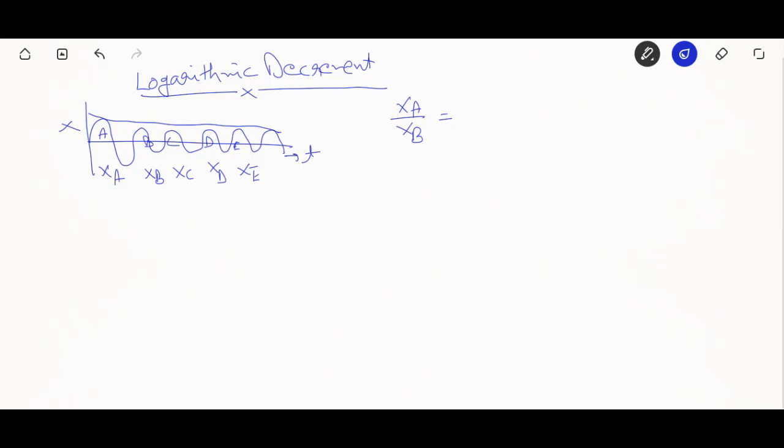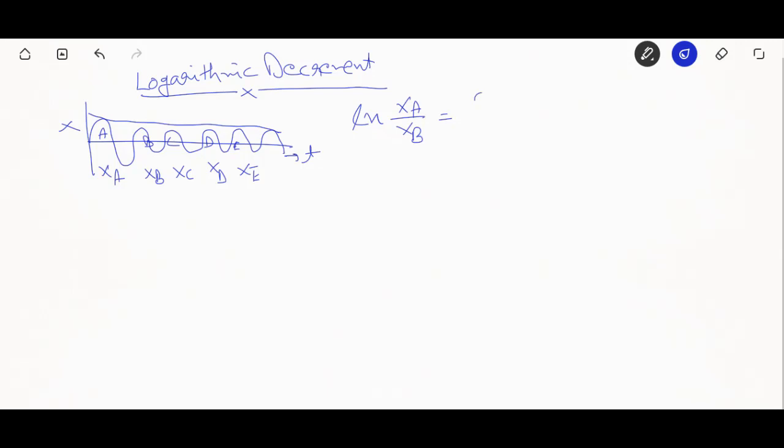Now, this XA upon XB comes down to a logarithmic term, right? This is log base e, as I explained earlier. That is why, if you derive it, the ratio of amplitudes will come out as a logarithmic term. Therefore, this ln is involved, and hence the name of this formula.